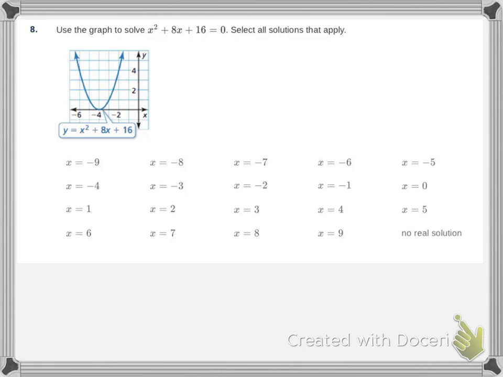Number 8. When we look at this one, again, it's equal to 0. This equal to 0 right here tells me it's on the x-axis. There we go, that's better. For me, I'm only seeing one answer right here. Okay, and that looks like it's right at negative 4. So right there, x equals negative 4. And it doesn't touch any other place. So I think that's going to be our only answer right there. X equals negative 4.